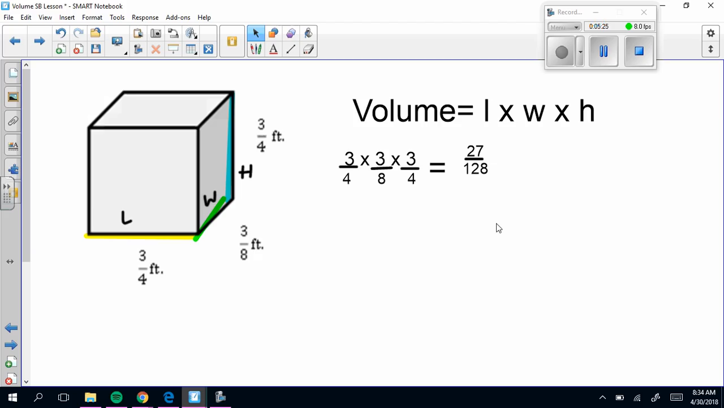Go ahead and copy that down. Now remember, look at our units here. We have feet. So it's not just going to be 27 over 128. It's going to be feet, and remember what I said, feet cubed. So remember to watch out for your units, okay? So it's going to be 27 over 128 feet cubed.